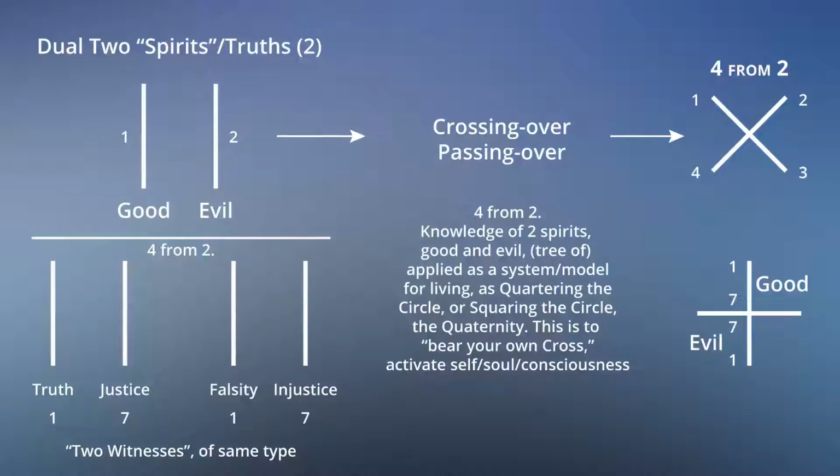So the four from the two is also truth and justice, in terms of the two witnesses of the same type. The two witnesses of good would be truth and justice, and the two witnesses of evil would be, I guess, falsity and injustice. So you have two different ways of looking at it. The two truths are the knowledge of good and the knowledge of evil, the truth of good and the truth of evil. Or you can also look at them as the two witnesses of truth and justice. Now also, good and evil, when you're crossing over and passing over, you're putting to death the evil inside of you, as well as the symbolism of the four from the two and the four elements, where one, two, and three, four come from the one and two that cross, and you have the fifth in the middle, which I went through at the beginning of this.